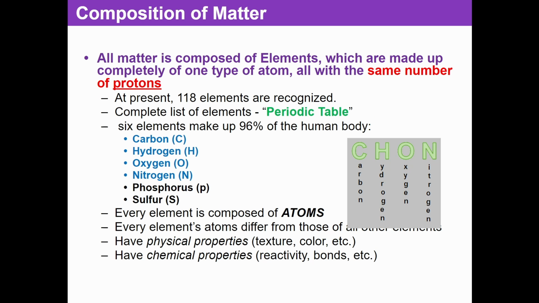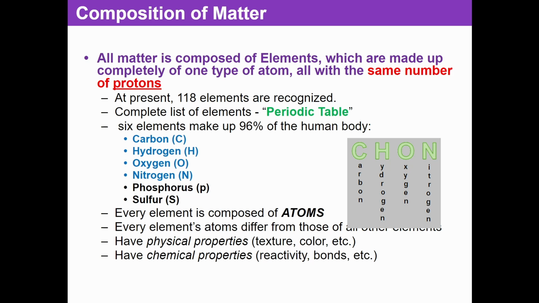But what about the composition of matter? Well, all matter is composed of elements, which are made up completely of one type of atom, all with the same number of protons. The periodic table at present recognizes 118 elements. That's the complete list of elements as it currently stands. There are 6 elements that make up 96% of the human body. They are carbon, hydrogen, oxygen, nitrogen, phosphorus, and sulfur.